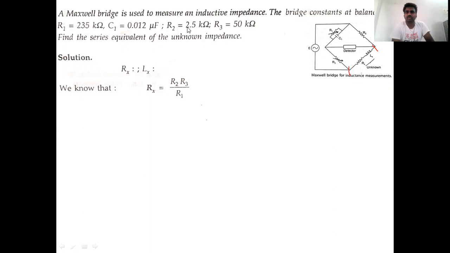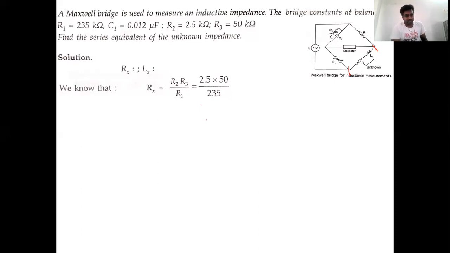What is the value of R2? 2.5 kilo ohm. What is the value of R3? 50 kilo ohm. What is the value of R1? 235 kilo ohm. If we substitute the parameters, 2.5 kilo ohm into 50 kilo ohm divided by 235 kilo ohm, what is the answer?